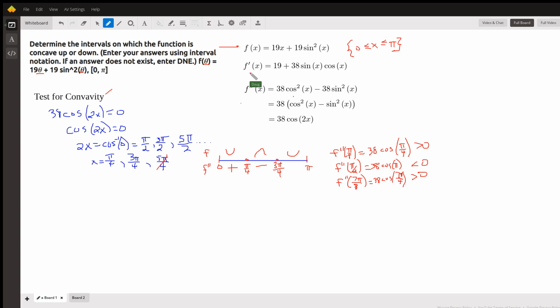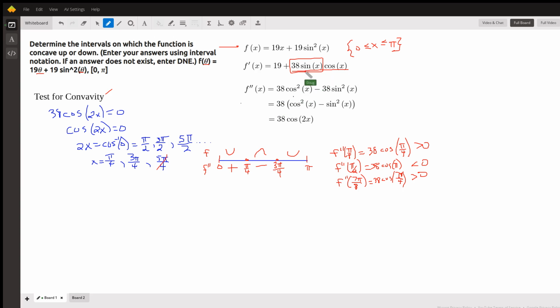So the first derivative is 19 plus, use the power rule, 38 times the sine of x times the derivative of the inside, which is cosine of x. For f double prime, the derivative of the 19 is 0, and then over here we have to use the product rule. So if we call this the first function, and cosine of x the second function, or we could put the 38 in front and use the product rule there. That's another way to do it.